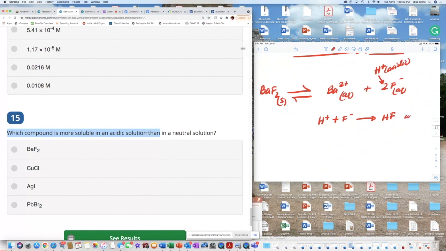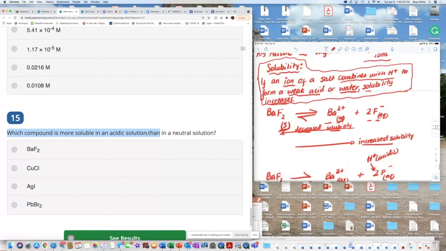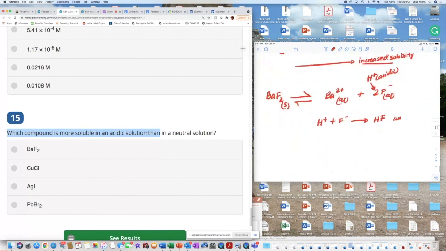So this is a weak acid. Oh, we said back here, if it forms a weak acid, solubility increases. Okay? So solubility increases. Oh, so BaF2 is the answer?